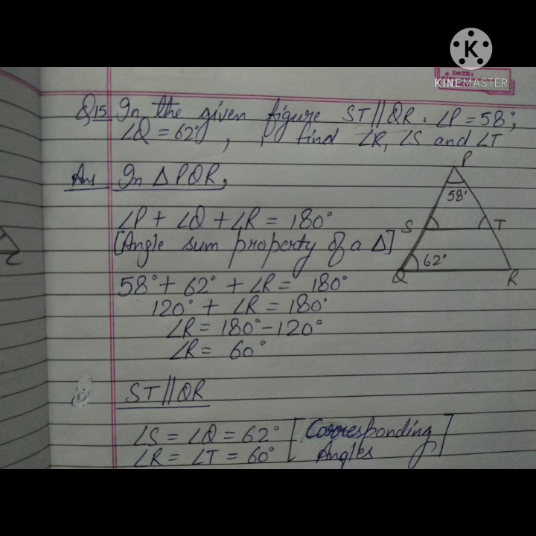Now, it is given in the question that ST is parallel to QR. So angle S is equal to angle Q, which is 62 degrees, and angle T is equal to angle R, which is 60 degrees. They are forming corresponding angles. That's why they are equal to each other. Clear? Now come to question number 16.